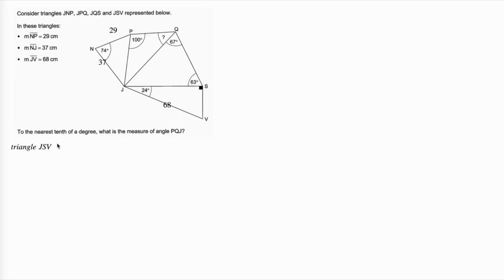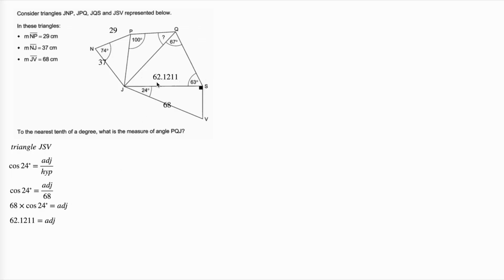I'm going to start off looking at triangle JSV. That's this triangle down here. I have enough information to figure out the length of JS. The cosine of 24 is the adjacent over the hypotenuse, and we know the hypotenuse, we don't know the adjacent. Cross multiply the 68 times the cos of 24, that gives us the adjacent. Run it through the calculator, you get 62.1211. I'm going to write that down right here.